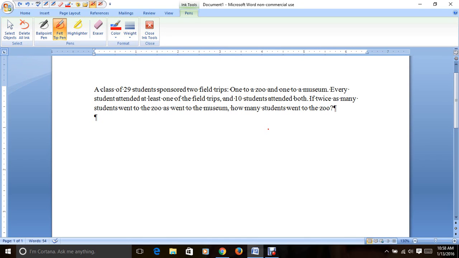Okay, this is the example from lesson 5 about the museum and the zoo field trips that we had trouble with in class. So we're going to do this a little bit differently from the way the book does it. The book does it using just x for the unknown, and we're going to use 2 letters and have 2 equations and 2 unknowns. I think it makes more sense this way.